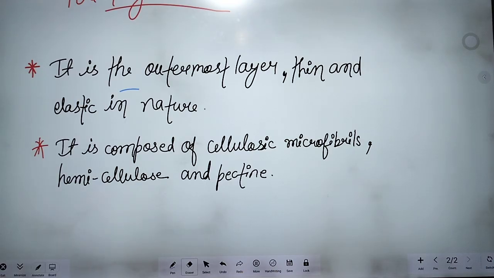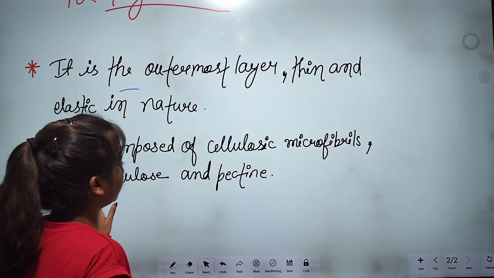It is just present after the primary cell wall, which helps to connect two adjacent cells and also makes the fruit juicy and sweet. Now our next point is that it is composed of cellulosic microfibril, hemicellulose and pectin. So I hope you understand about the primary cell wall.